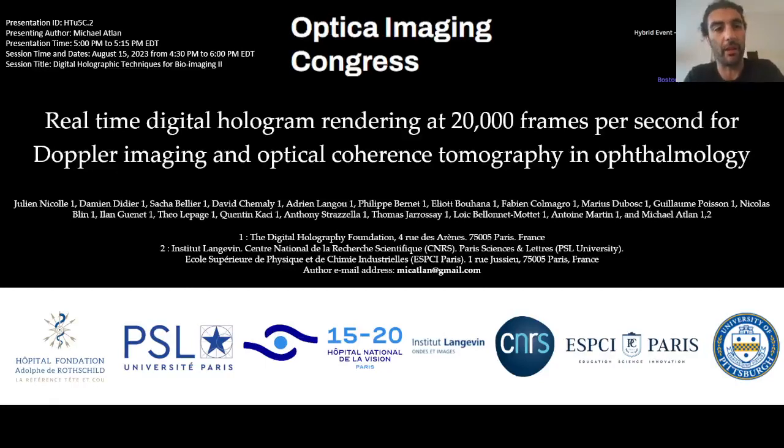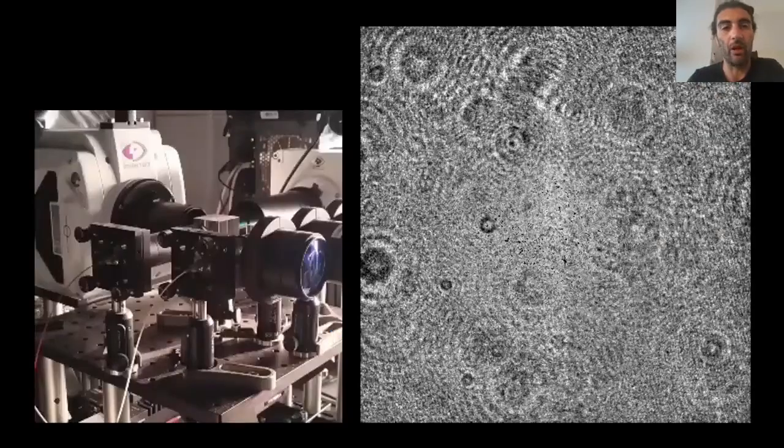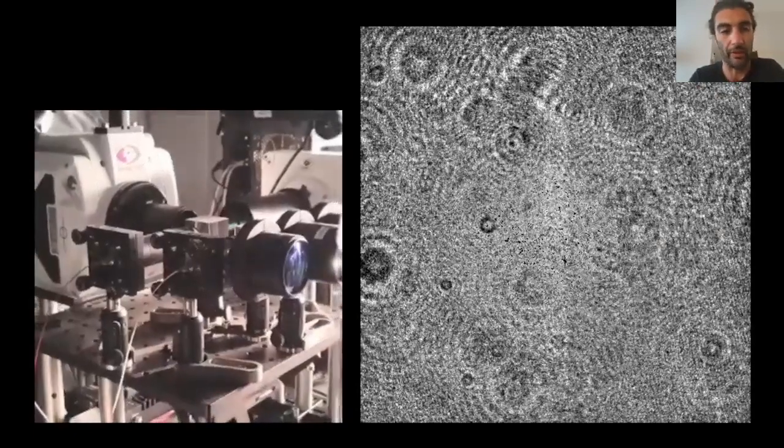Hi everyone. It's a pleasure for me to speak about real-time digital hologram rendering at 20,000 frames per second for ophthalmology, in the particular context of Doppler imaging and optical coherence tomography. Okay, let me start with the instrument itself that you can see here on the left.